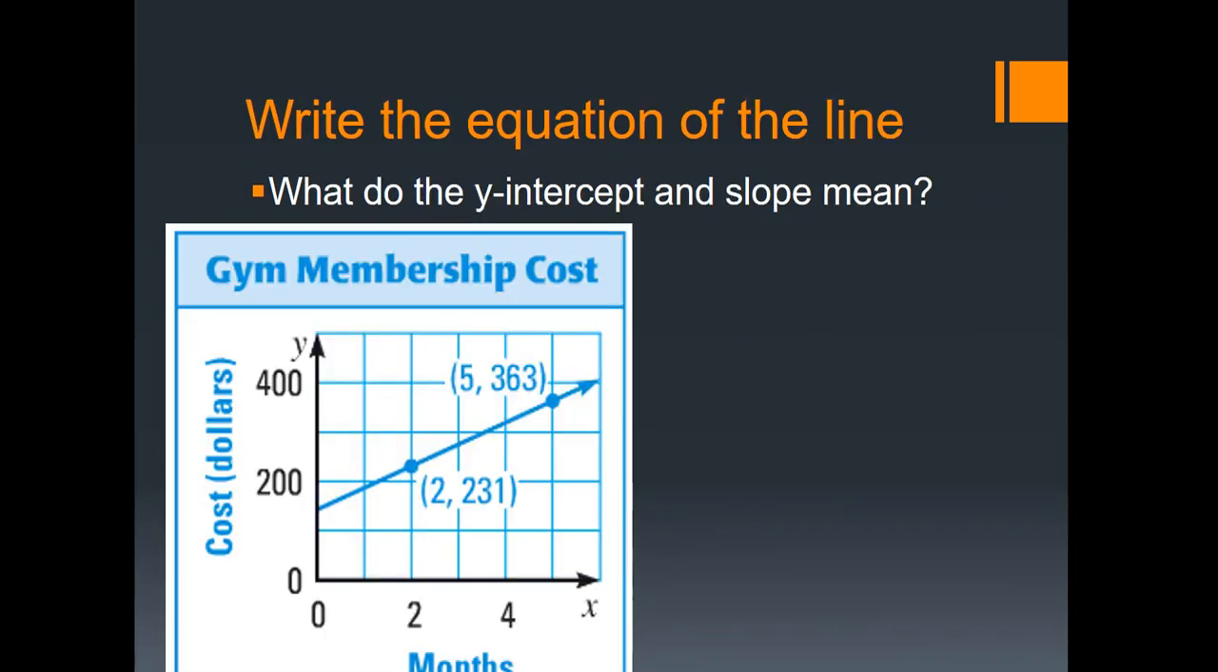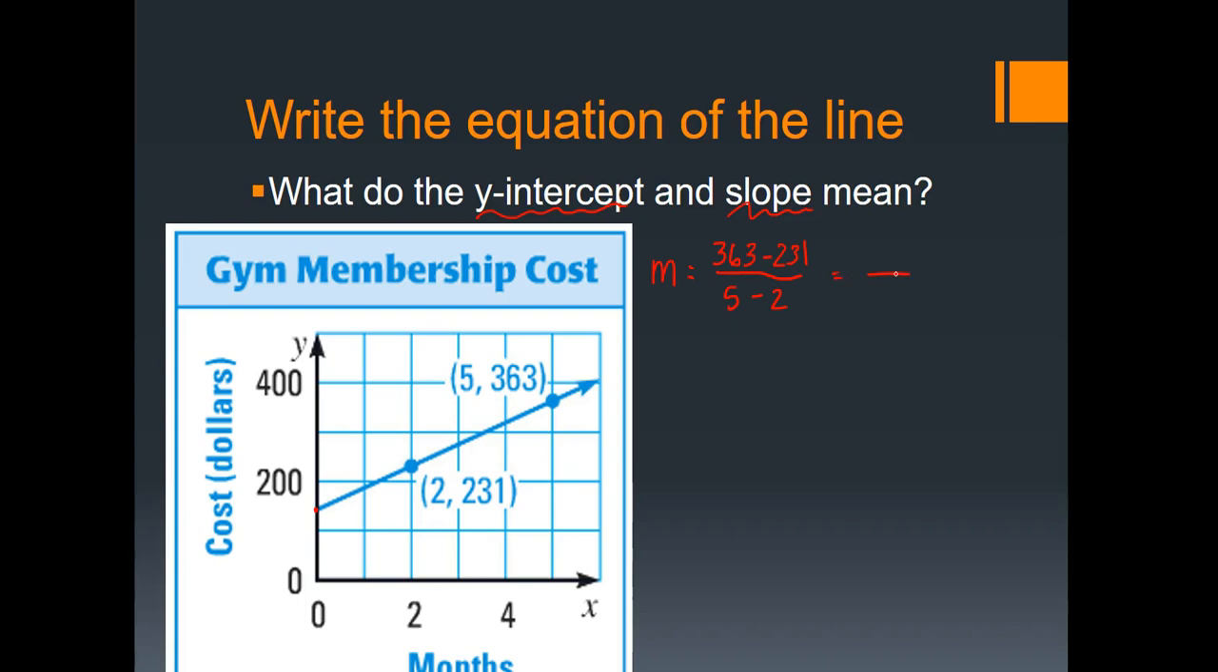Alright, last equation. Write the equation of the line. What do the y-intercept and slope mean in this problem? If we look, we could estimate what the y-intercept is, but we don't want to do that. So we are going to write our equation. First thing, we need to know what the slope is, and we don't. So y's go on top, so 363 minus 231, and x is on the bottom, 5 minus 2.